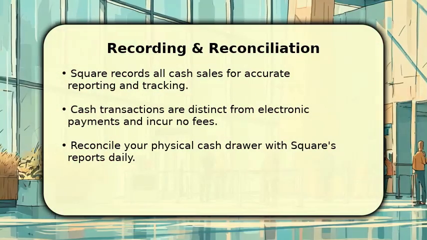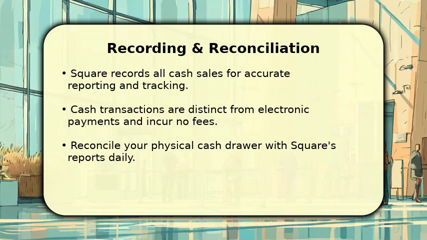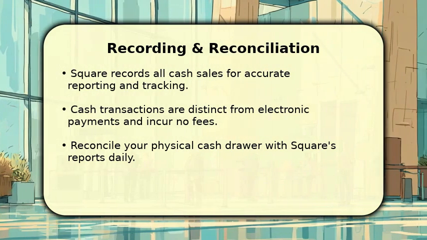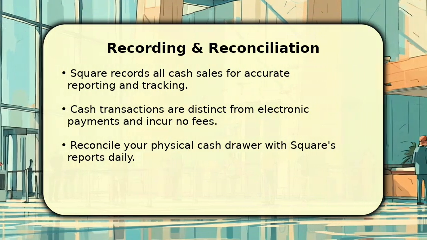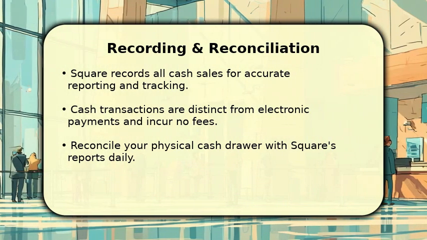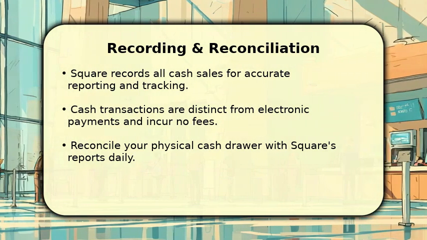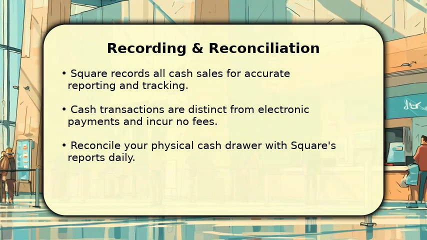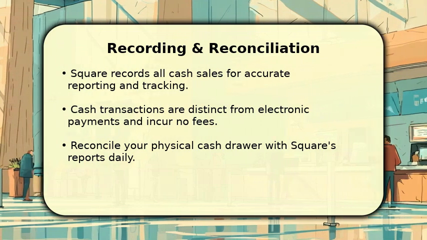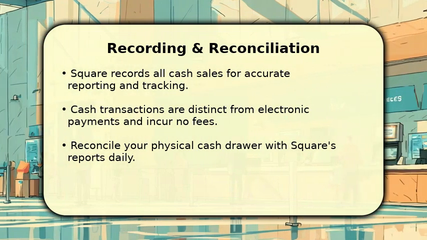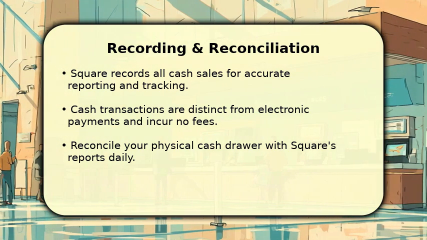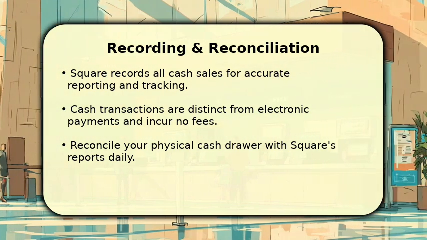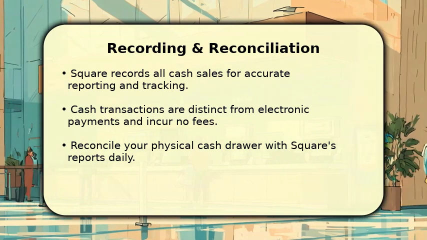Square meticulously records every cash sale, ensuring your daily reports are accurate and comprehensive. These cash transactions are distinctly separated from your card payments and, importantly, incur no processing fees. It's a best practice to reconcile your physical cash drawer with Square's detailed reports at the end of each day. This vital step guarantees that all your sales are precisely accounted for and thoroughly tracked, maintaining excellent financial records.